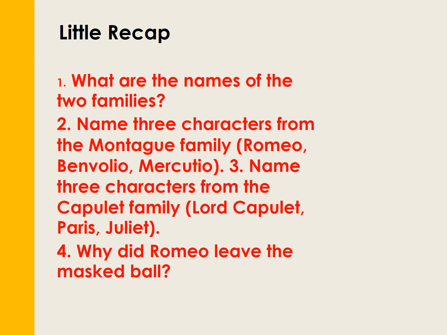Okay, so the answers to this are Montague and Capulet. Romeo, Benvolio, and Mercutio are Montagues, and the Capulets are Lord Capulet, Paris, and Juliet. So at this stage, to avoid getting confused, you might want to write a little chart, and at the top of one chart have Montague, and then write those boys underneath, Romeo, Benvolio, and Mercutio, and then Capulet on the other side, Capulet, Paris, and Juliet. And there's another character named Tybalt who's a Capulet that we'll meet later on, okay?